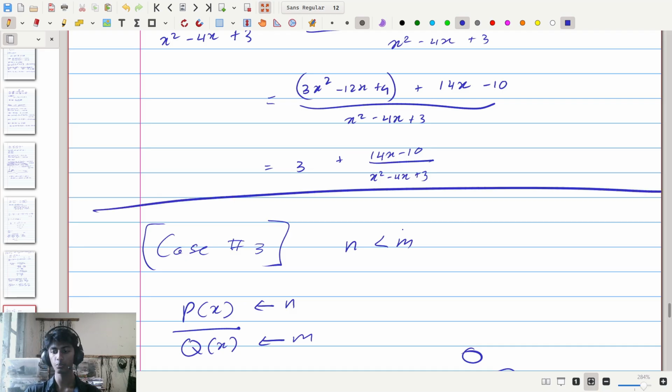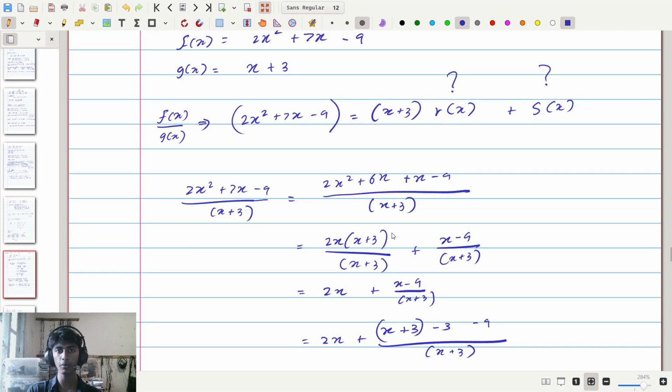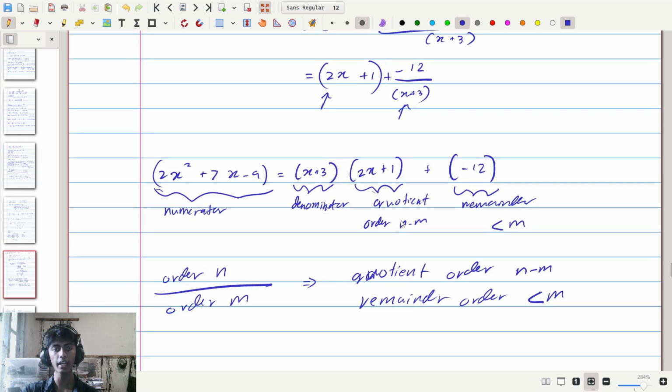In the first case, we had n greater than m, in which case we could remove a certain amount of the numerator in chunks of the denominator, which would mean we get some quotient. The quotient would have order n minus m, where n is the numerator's order and m is the denominator's order, and we would be left with some remainder which would have order less than the thing that we were dividing by. So that is the case.